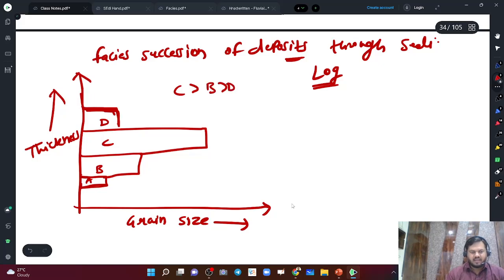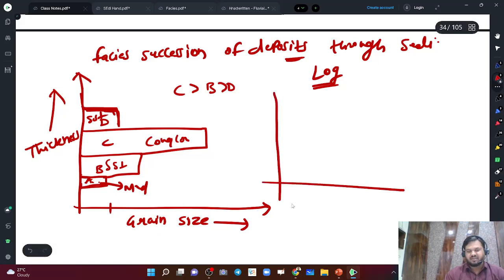then you are getting B, then you are getting D, and A means that the grain size is very low. So there is a chance that this is mud. There is a chance that this is conglomerate, and this is maybe sandstone. This is also a sandstone, right? This is what it means. Nothing more than that, right?